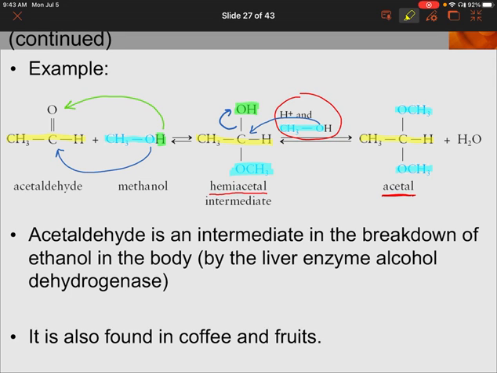So acetaldehyde is something that is present in our bodies, especially if you ingest alcoholic beverages. Acetaldehyde is an intermediate in the breakdown of ethanol, and it's broken down by the liver enzyme alcohol dehydrogenase. So if someone lacks alcohol dehydrogenase, that can make breaking down alcohol really difficult, and that person might turn red or feel kind of dizzy or sick if they consume alcohol. Acetaldehyde is also found in coffee and in certain types of fruits, so it can be ingested that way as well.